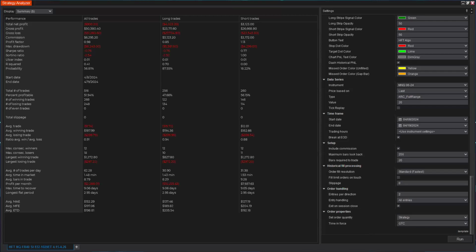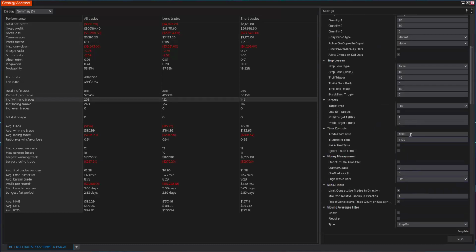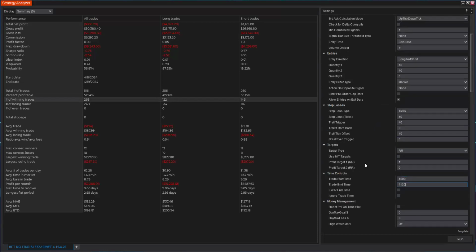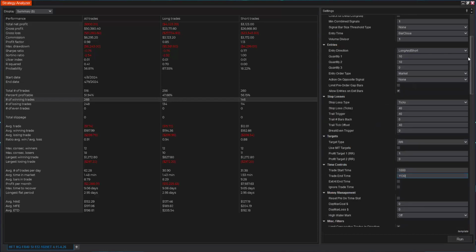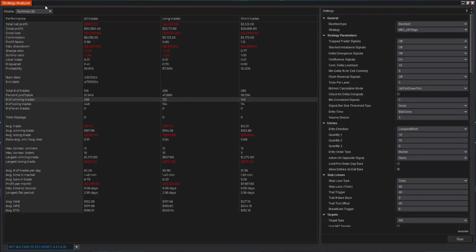I think it's having to download data. There we go. All right, so we got 500 trades. Still a lot. Let me just check my time, 10 to 11:30. Yeah, interesting. That's a lot of trades. 20 tick full range. Yeah, cool enough. All right, let's go check out the chart.